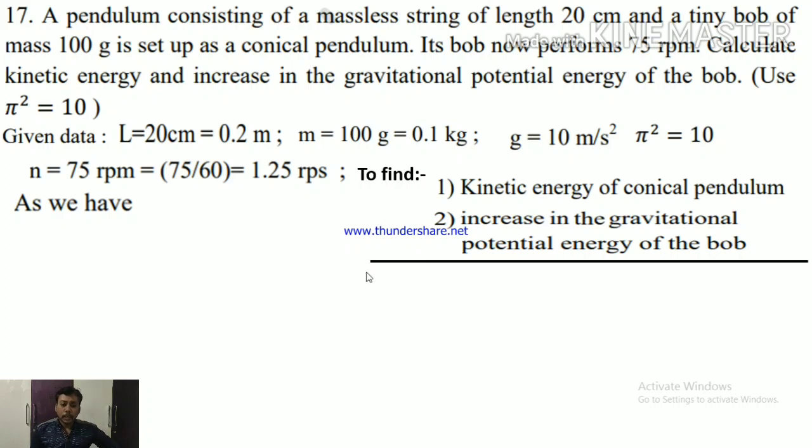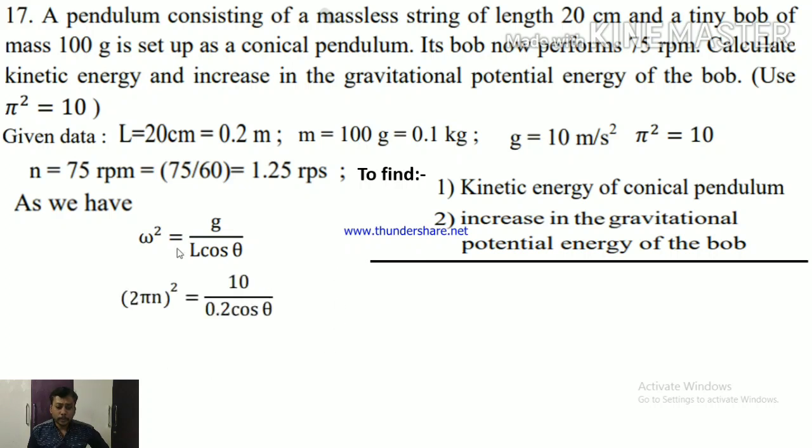The example is from the concept of conical pendulum, and we have to derive the kinetic energy. Now here, in case of conical pendulum, we know the formula for omega: omega square is equal to g upon L cos theta. Now frequency is given here, so omega is equal to 2 pi n. So put that value, omega is equal to 2 pi n, bracket square is equal to g, that is 10, upon L, L is 0.2, and cos theta.